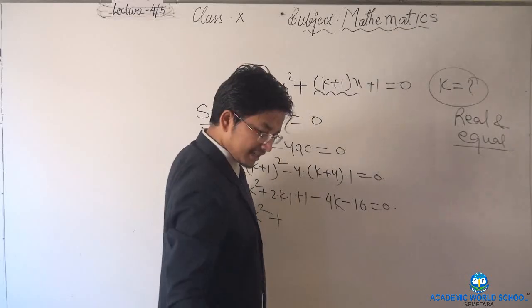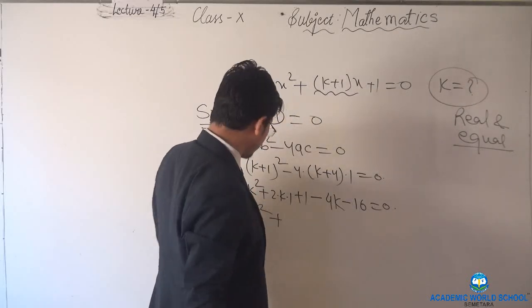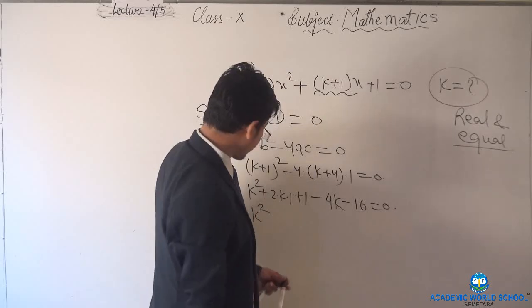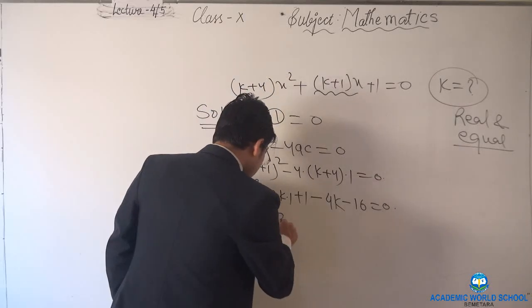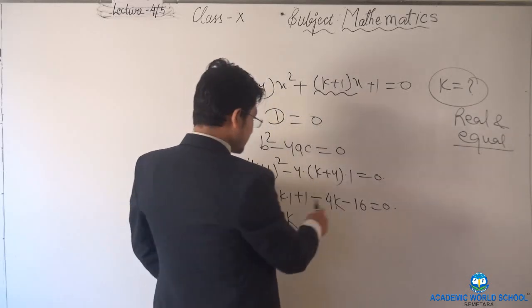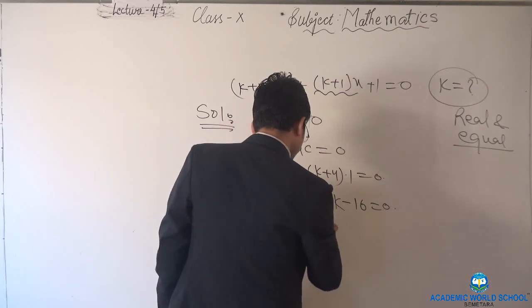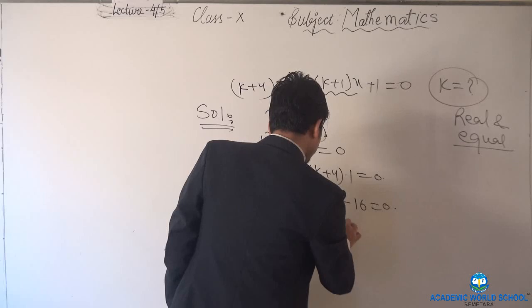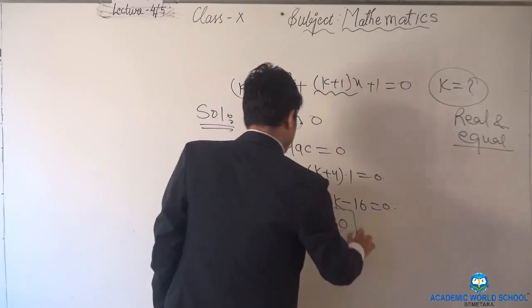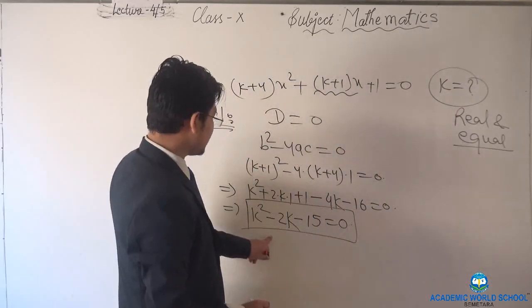This is 2k minus 4k minus 2k. So this will be minus 2k. Now this is plus minus 16 plus 1, so this will be minus 15. Minus 15 is equal to 0. So now we get this.